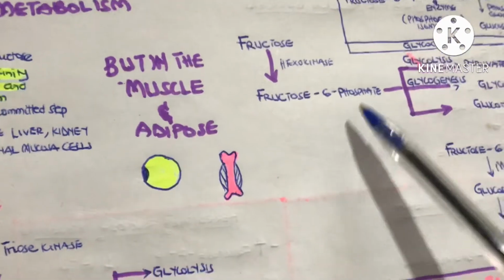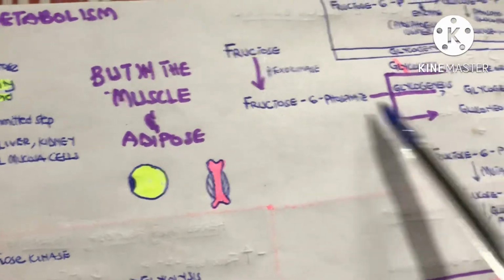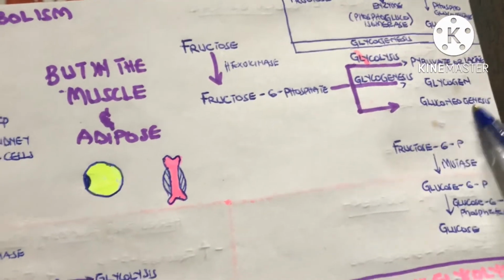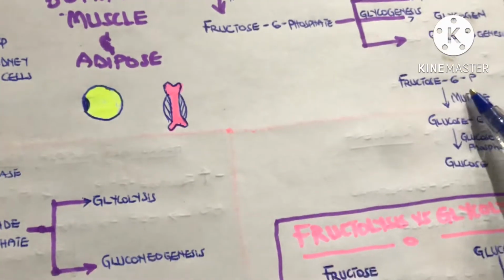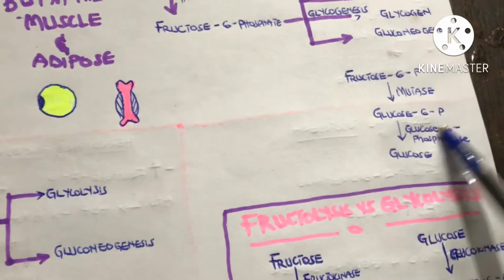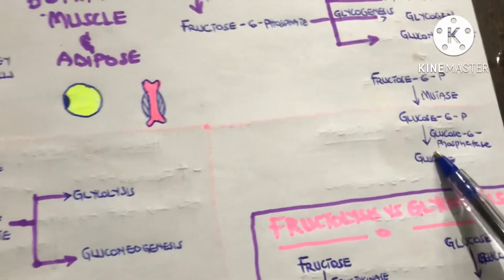Glycogen. Or this fructose 6-phosphate can be used to actually generate what? Glucose through the process we call what? Gluconeogenesis, where the fructose 6-phosphate will undergo mutation into glucose 6-phosphate, and by the help of the enzyme glucose 6-phosphatase, we get what? Glucose.